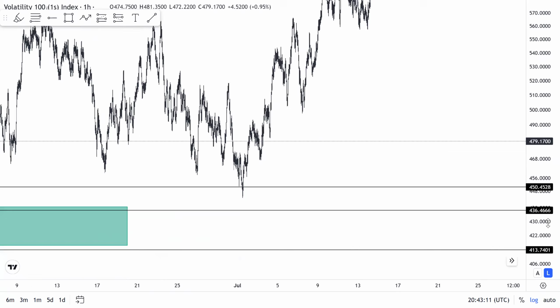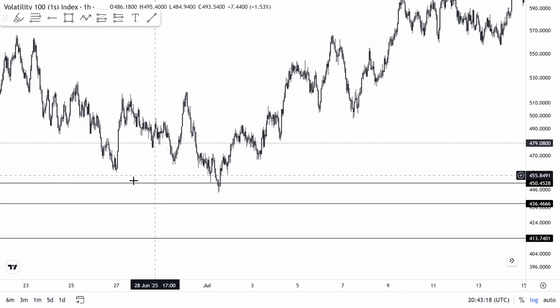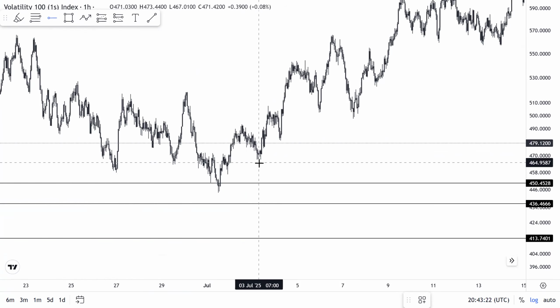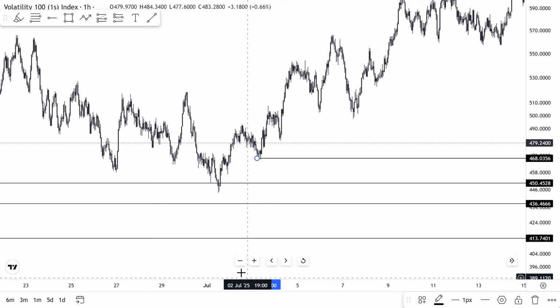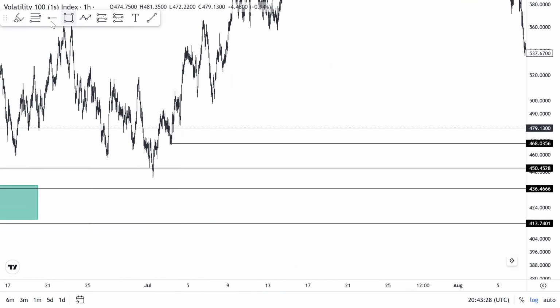Price is going to come and take out what? A structural liquidity, which price failed to take out. Okay. So now on the 1 hour time frame, we have a sweep of this low right here. We have a break of structure. Then what do we have right here? This is a structural liquidity here. And this is the protected low here.